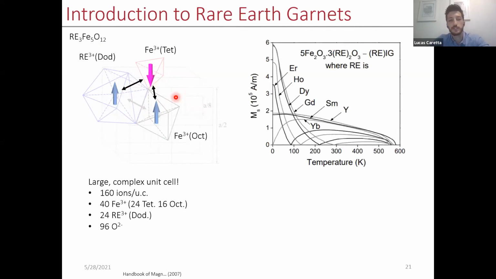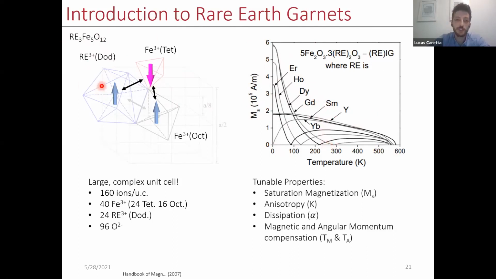The beauty of these material systems is that just by selecting which rare earth, or frankly, lack of rare earth, we put in this dodecahedral site, we can dramatically change materials properties. Here's an example of saturation magnetization as a function of temperature for different rare earth materials. Just by choosing different rare earths, we can drastically change the magnetic compensation temperature and the magnetization as a function of temperature while still retaining high Curie temperatures. So these are extremely tunable systems with very desirable properties.